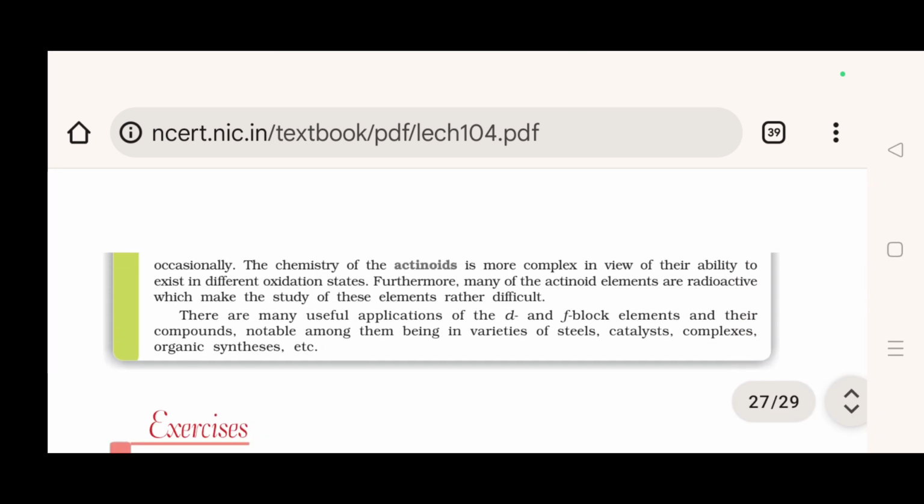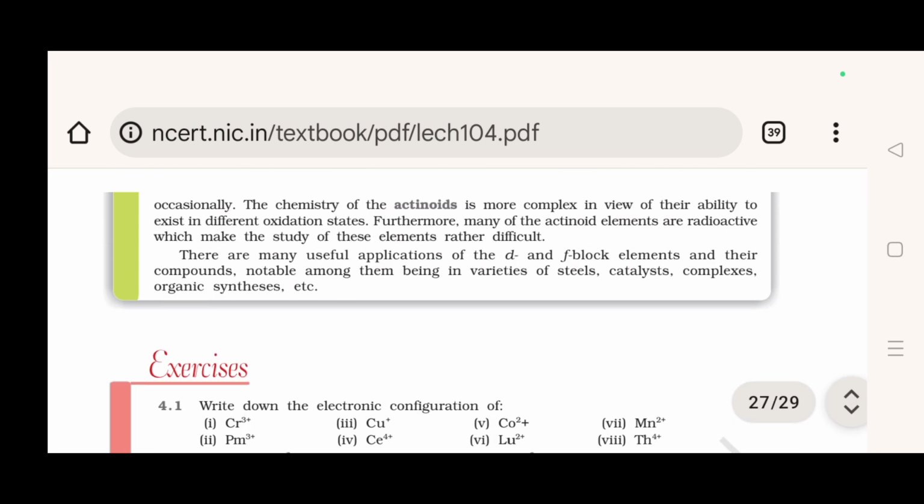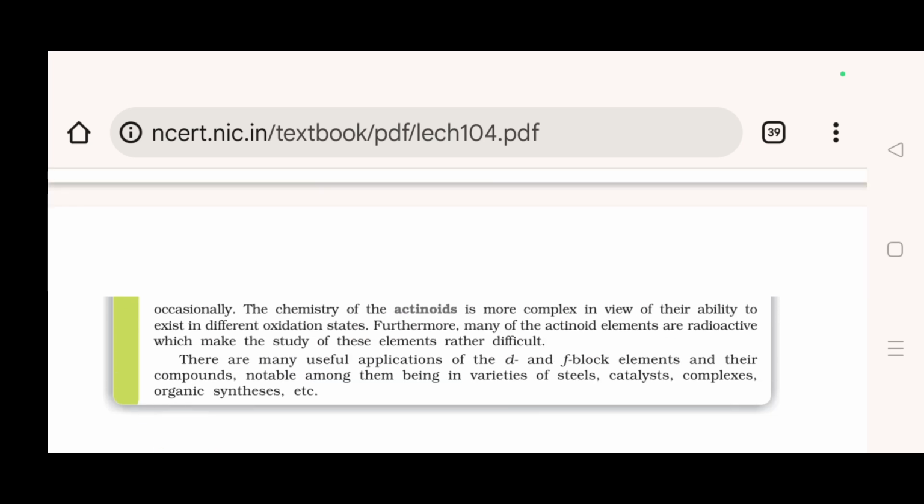There are many useful applications of the d and f block elements and their compounds, notably among them being in a variety of steel, catalysts, complexes, organic synthesis, etc. So this was all about our d block elements from the NCERT book.